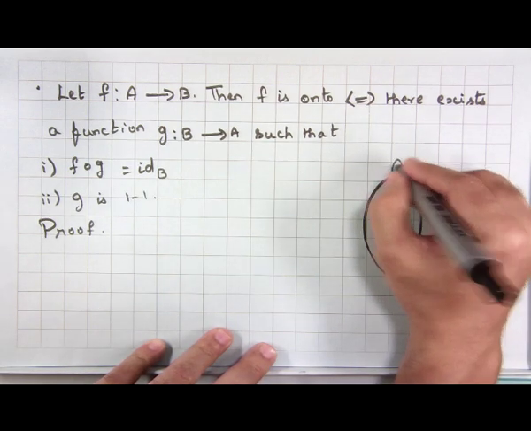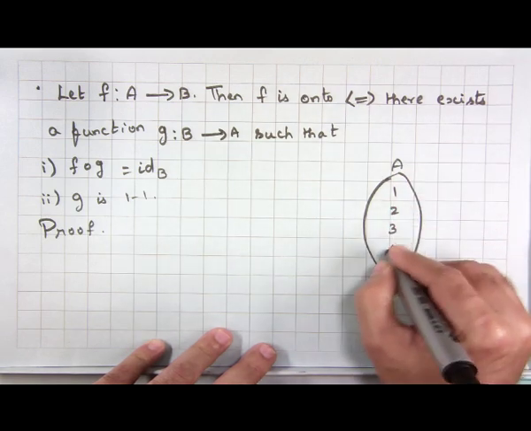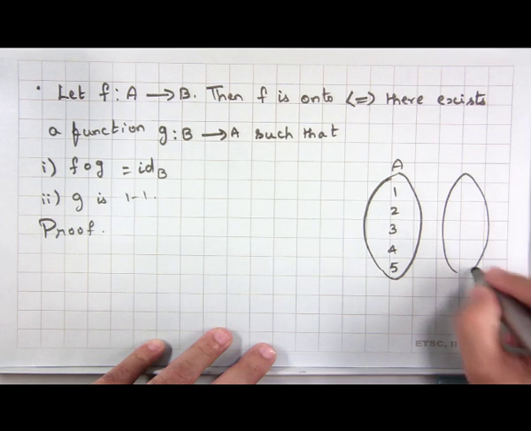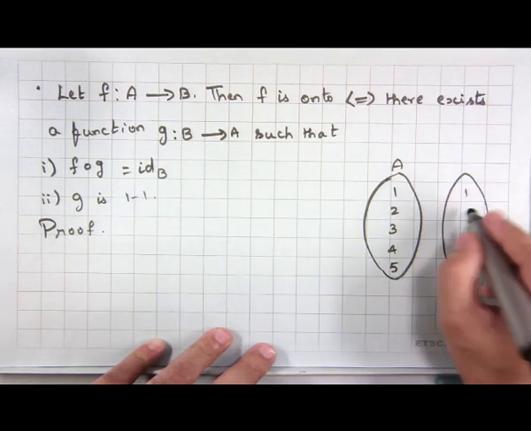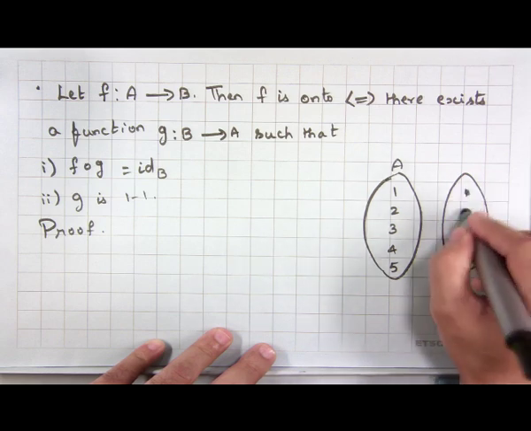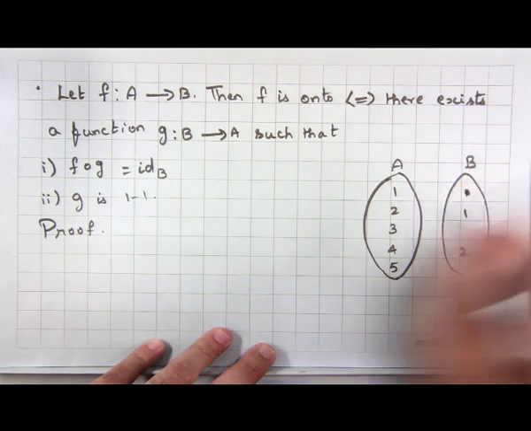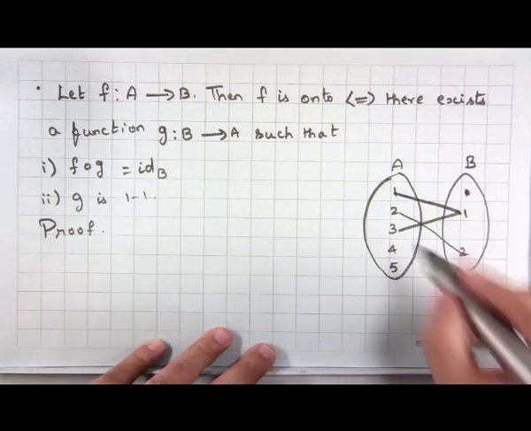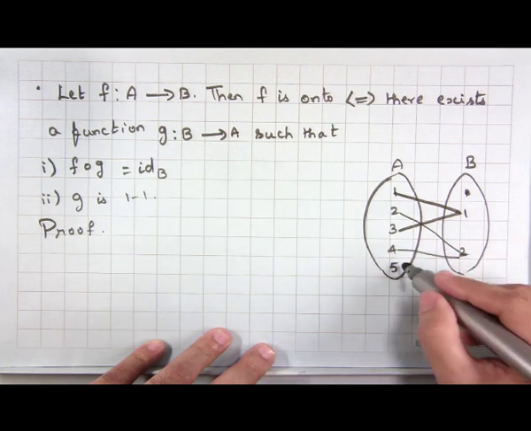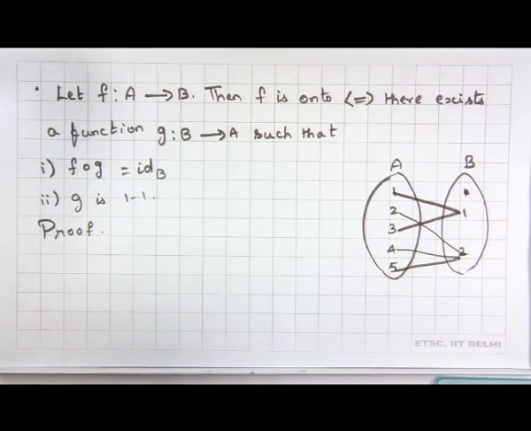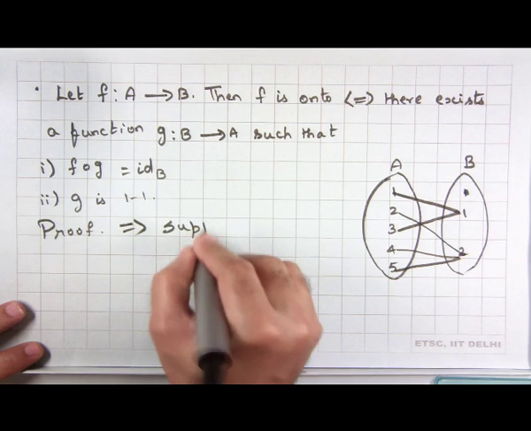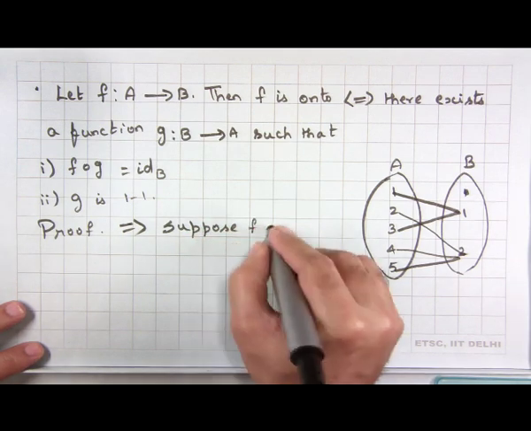Let me call this A: 1, 2, 3, 4 and 5. On the other hand, let me have a simple set so that things will be clear. 1 is mapped to 1, 2 is mapped to 2, 3 is mapped to 1, 4 is mapped to 2, and 5 is also mapped to 2. This is the function, and what you have is an onto function. So, the forward implication: suppose f is onto.